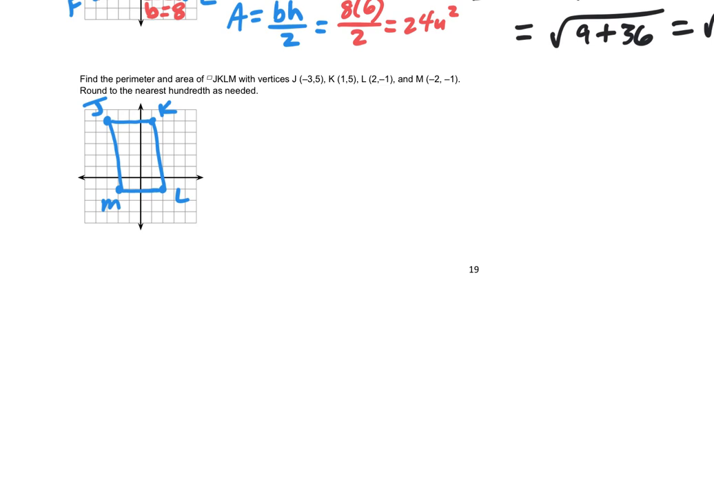Okay, how would you classify this figure? It would be a parallelogram. Yeah, it's not a rectangle because our sides are slanted and it's not going to form a right angle, okay? So this would be a parallelogram. The reason why we want to identify that is so that we know what formula we're using, okay?